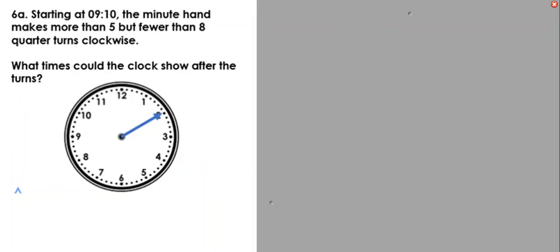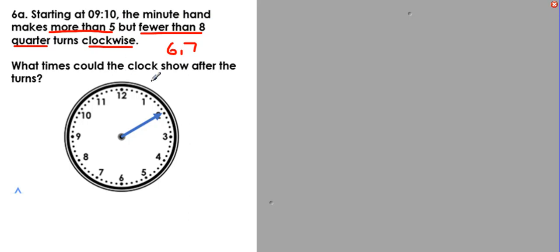Okay, so looking at the clock face then. Starting at 9:10, the minute hand makes more than 5 but fewer than 8 quarter turns clockwise. What times could the clock show after the turns? Okay, so we're doing more than 5 but less than 8. So we could have 6 or 7 turns, couldn't we? Because we want more than 5 but less than 8, which means that 5 and 8 are not options. We're making quarter turns and we're going clockwise.